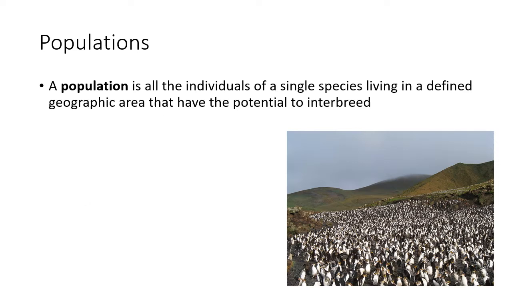So because this is the first PowerPoint for the populations unit, we're just gonna start to talk about what a population is. So a population, the biology scientific definition of it, is all the individuals of a single species that live in a defined geographic area and have the potential to interbreed. So all of these penguins over here on the bottom right are all one population. They may be isolated from other such populations. Maybe they are isolated from another population on another island or in a different geographic area. Okay, but all one species in a defined geographic area that have the potential to interbreed.